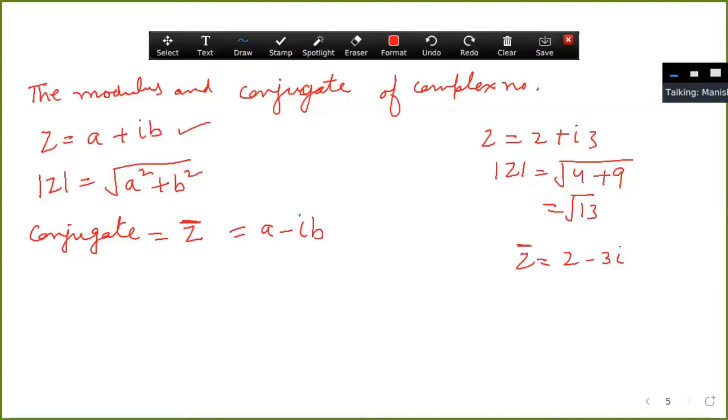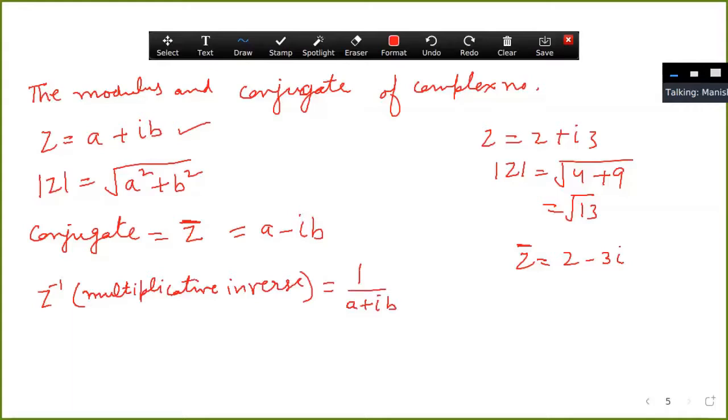Okay. Now further, what is the multiplicative inverse of the given complex number? Suppose the complex number is z. Then what is z inverse? You can say it is the multiplicative inverse. z inverse will be equal to 1 upon a plus iota b.